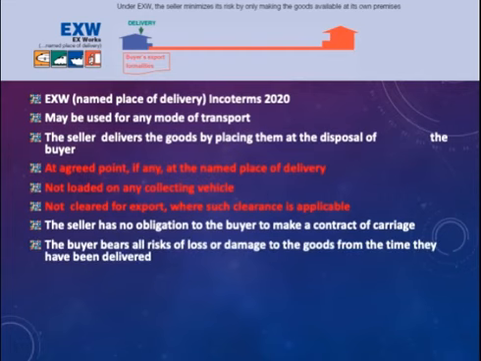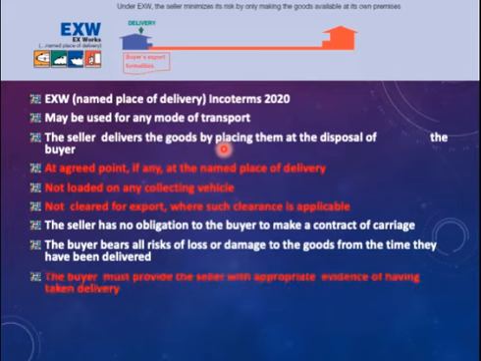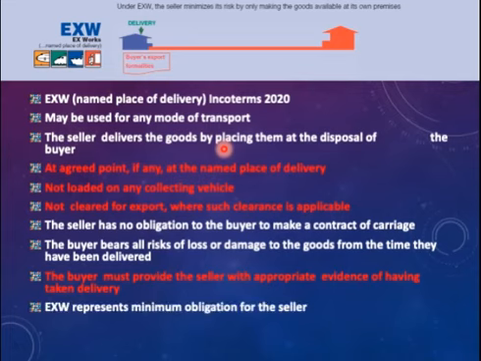No contract of carriage. And the buyer bears all risk of loss or damage to the goods from the time they've been delivered. This is sure, because when we say that the seller delivers the goods, it means that the risk is transferred. The buyer must provide the seller with appropriate evidence of having taken delivery. And this is the minimum obligation for the seller.